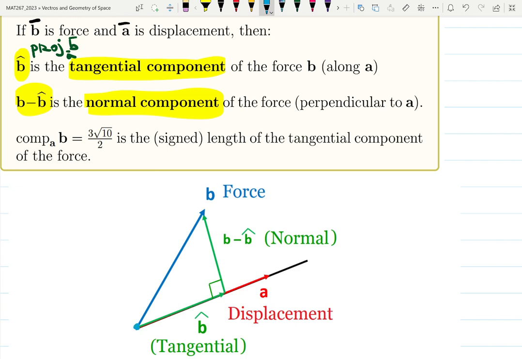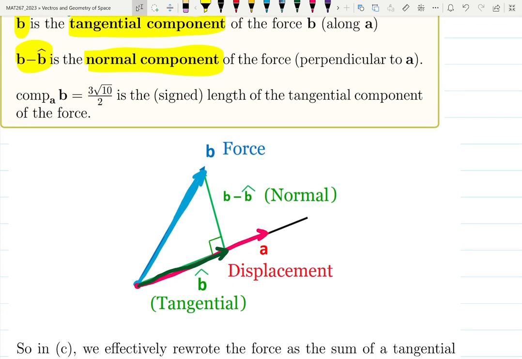If B is the force, how strongly I am pulling the chair towards myself, and then the displacement is A here, then the projection will be B hat. That's the shadow, right? Then B hat is the tangential component of the force, while this part, B minus B hat, has direction up. That is called the normal component. Normal means perpendicular. So why is that important? Because we're rewriting the force as a sum of tangential and normal components.